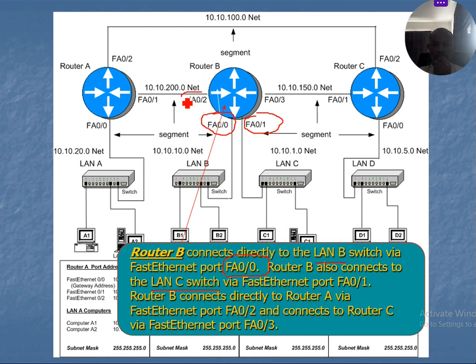Okay, you know, a router port is bidirectional. Data can enter through it, and data can leave through the same port. We've described that in the previous section. So router B also connects directly to router A via FA0/2. Then the same router B connects directly to router C via this port, FA0/3. So that you can see how routers connect from all angles to different local area networks.